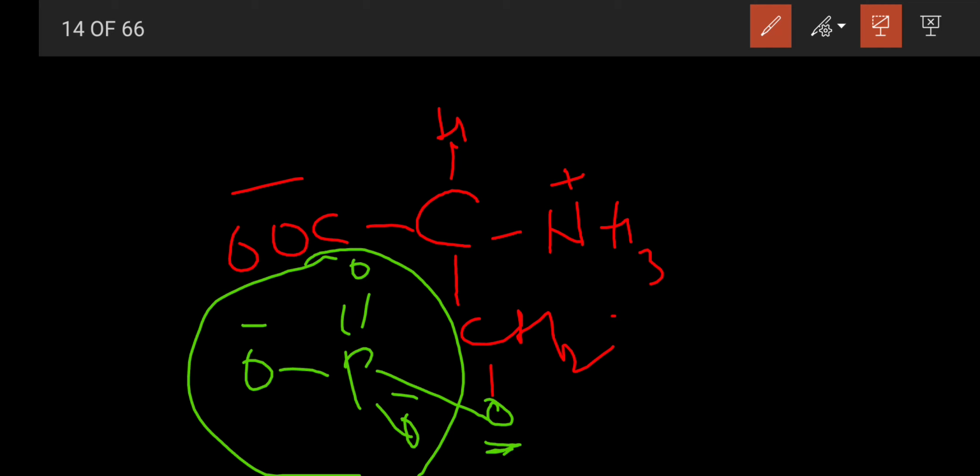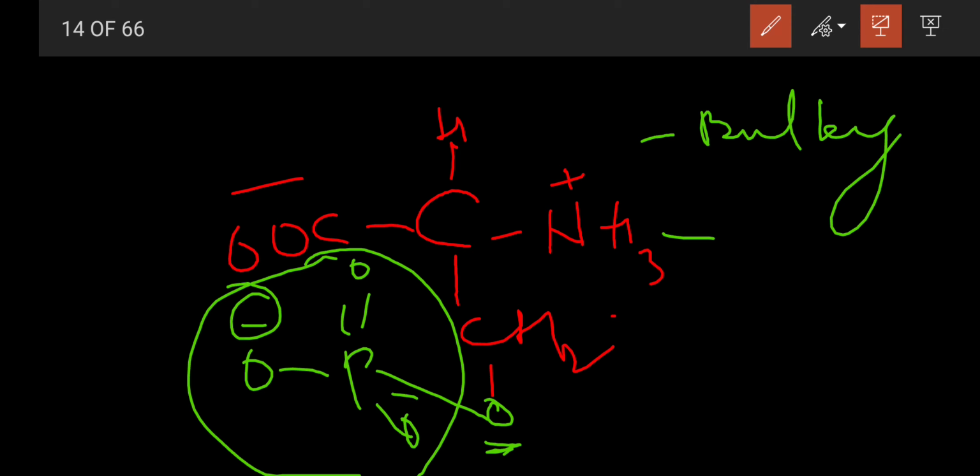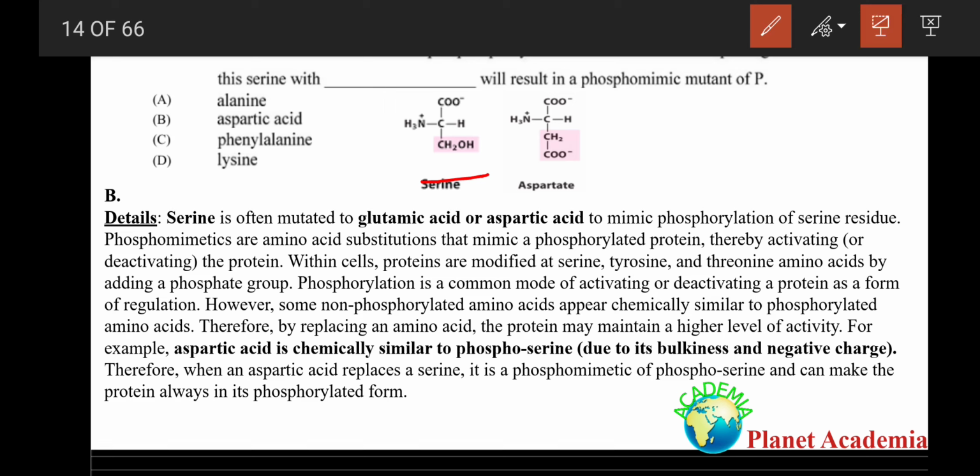So what do we see? We see the bulky group, addition of a bulky group in the phosphorylated serine, and we see an additional negative charge in the phosphorylated amino acid. Okay, so remember these two properties. Now see the options.